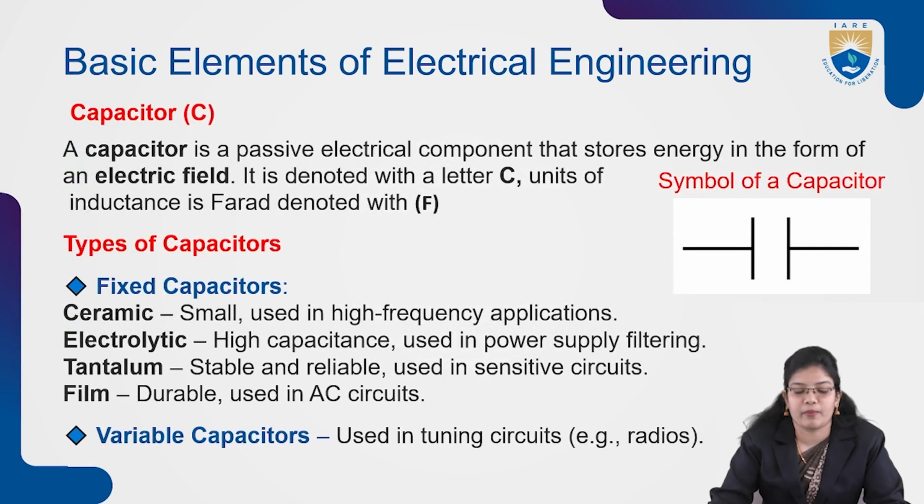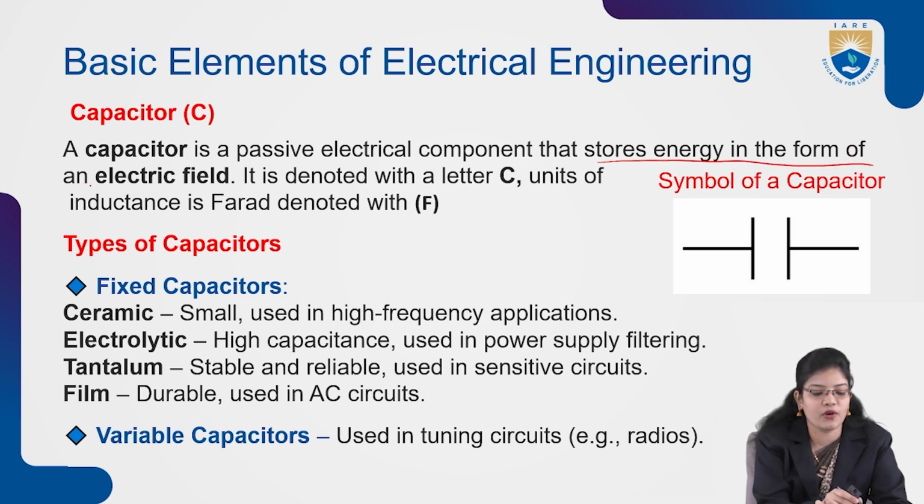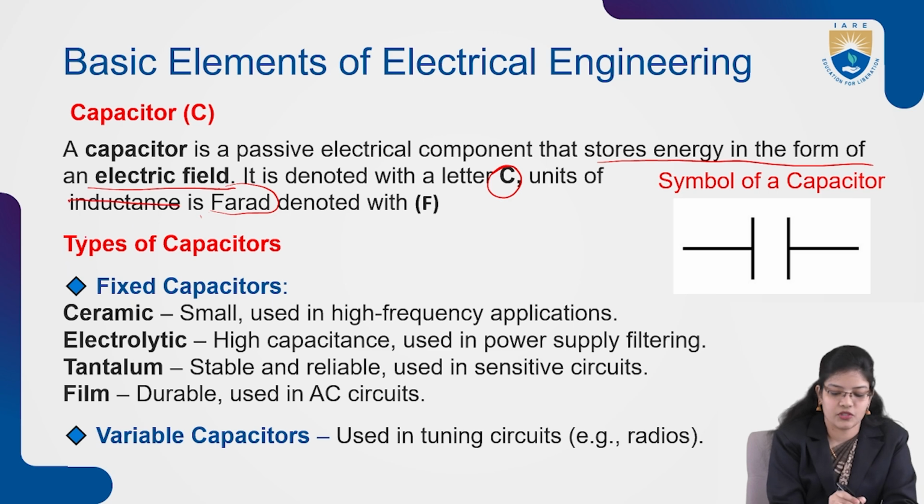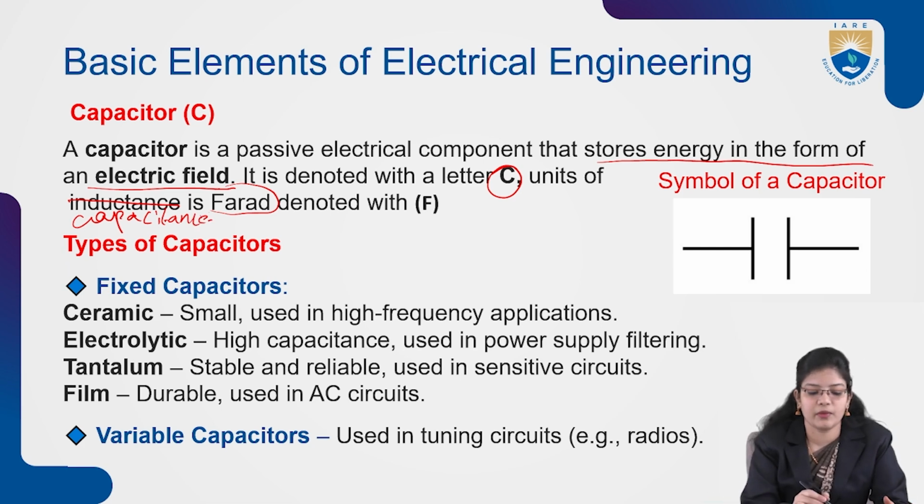The third one is the capacitor. A capacitor is a passive electric component that stores energy in the form of an electric field. An inductor stores energy in the form of a magnetic field, whereas a capacitor stores energy in the form of an electric field. It is denoted with the letter C. I mentioned inductance earlier; here it will be capacitance. The unit of capacitance is the farad, denoted with the letter F.